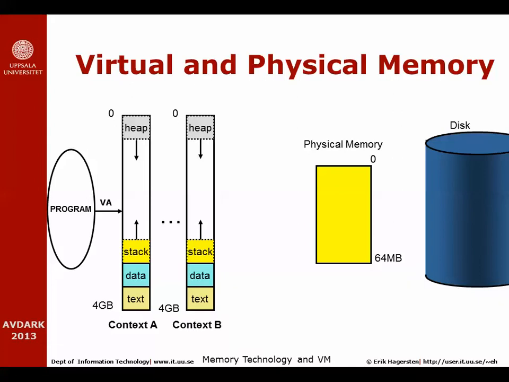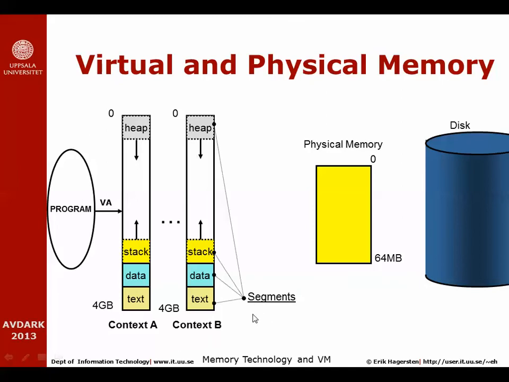And this fat lie is told to all compilers, and also to all processes. So when you run a process, each process is going to be told that it has its own virtual address space. So here we have context A and context B, both of them believing that they have a full 32-bit address space that they can play around with.